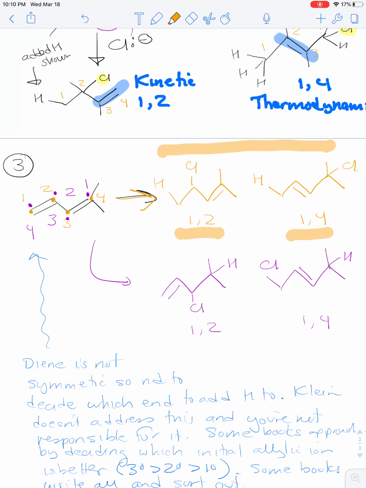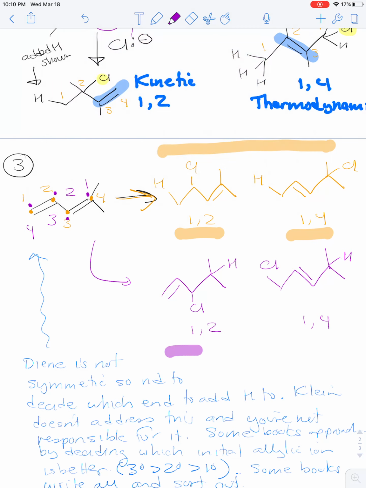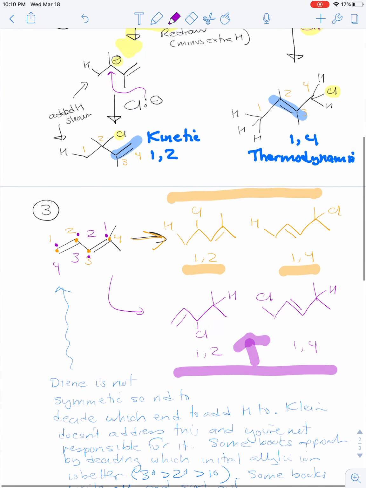And then I labeled the 1,2 and the 1,4 products. And then for the purple numbers, I wrote the products in purple. And those are those 2 products. And then I labeled the 1,2 and the 1,4 for each. Different books treat this in different ways. Some books have you write all 4 products, which I did here, and then sort anything out.